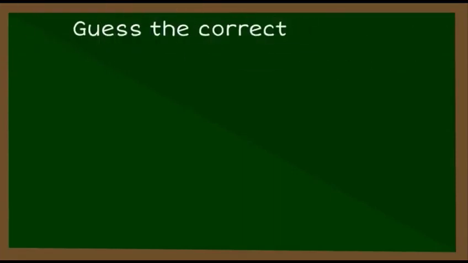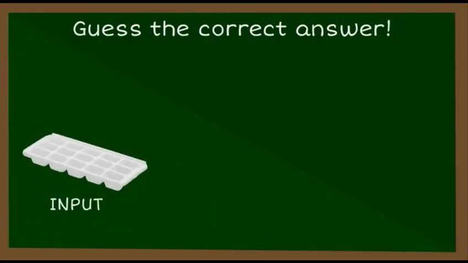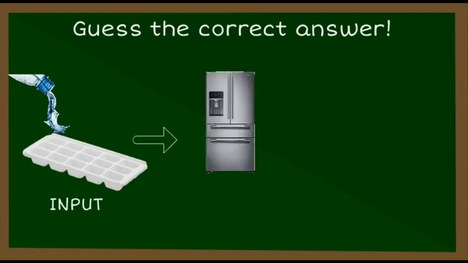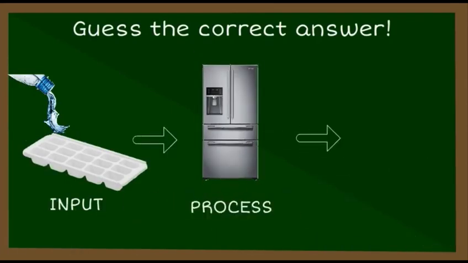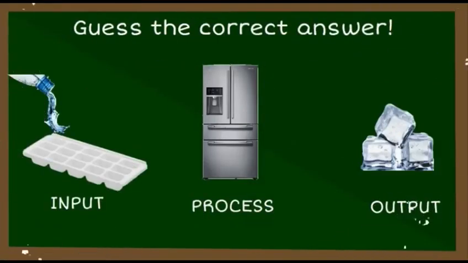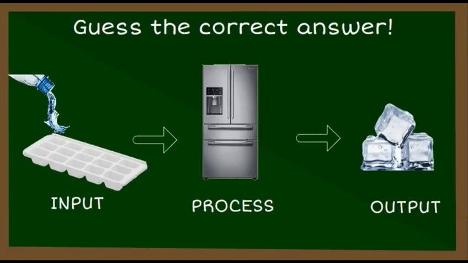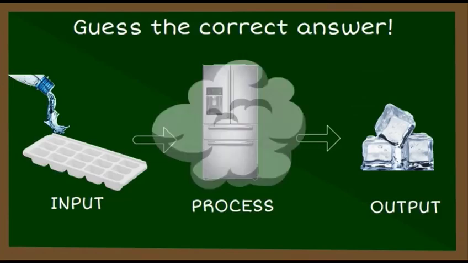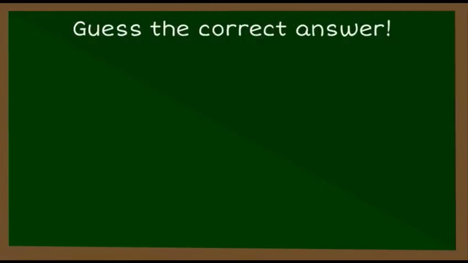Kids, now it's your turn to guess the correct answer. Are you ready? So here input is the ice tray in which we put some water. Then refrigerator is process and you have to tell me the output. So what's the answer? It's ice. Very good. If we refrigerate water in ice tray for some time, it becomes ice, that is the output, and refrigerator processes the water in form of ice.